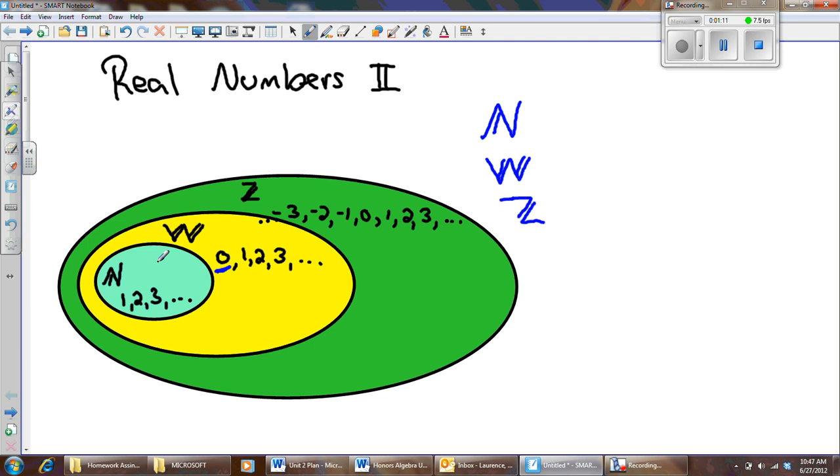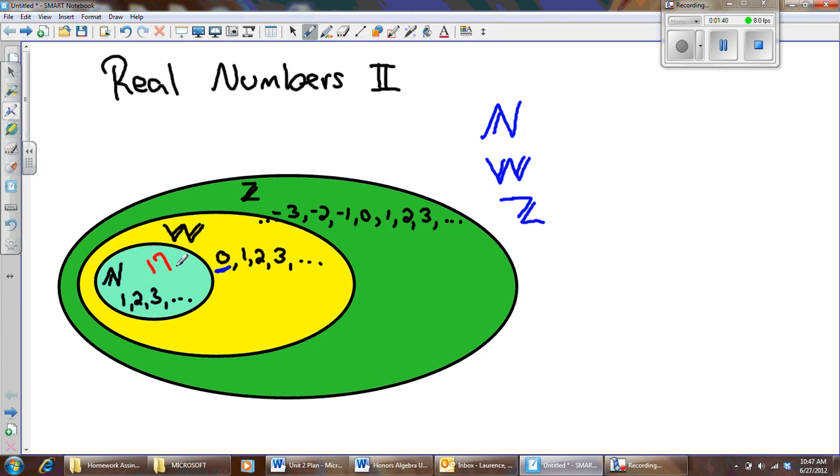If I have a number in the natural numbers, say like 17, I know for a fact 17 is a natural number. If I count 1, 2, 3, keep on going, I'll eventually get 17. 17 is a natural number, it's a whole number, and it's also an integer. Ask yourself, is the 17 inside the blue circle? Why, yes it is.